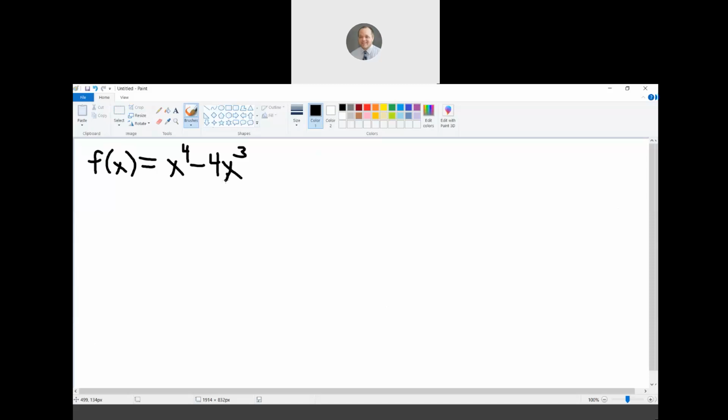So the first step is take the first derivative. So f prime of x is equal to 4x cubed minus 12x squared. Now, before we find our critical values, let's pull out a GCF. So the GCF is 4x squared. And what's left in our parentheses is x minus 3.